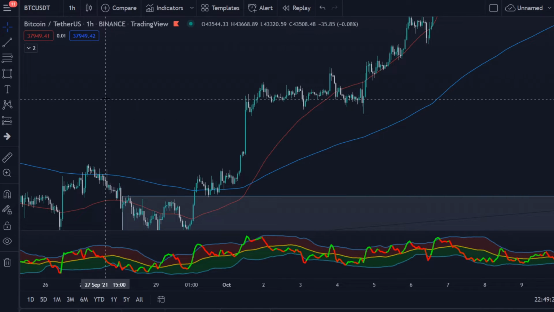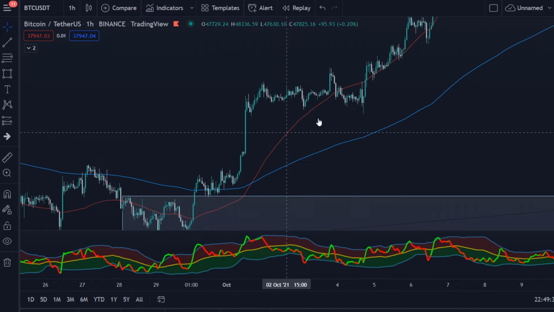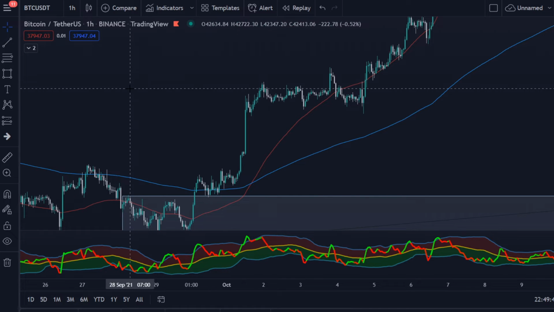Alright, so as I mentioned, we will be using 3 indicators. First of all, I'm using TradingView to show you and explain this trading strategy. It's a free charting platform, so everybody is able to use this trading strategy.